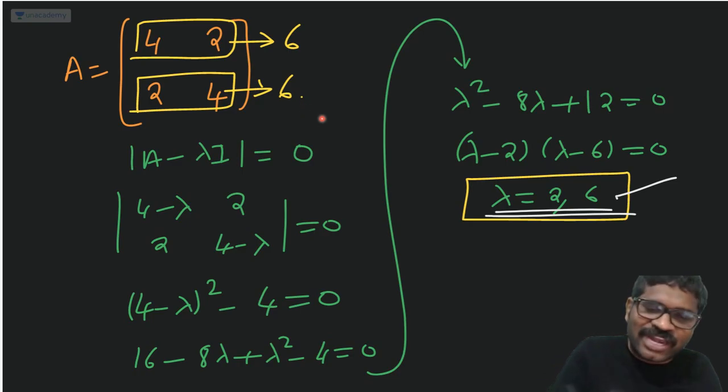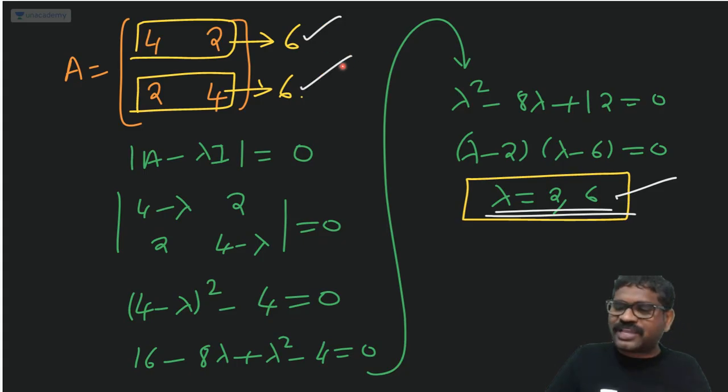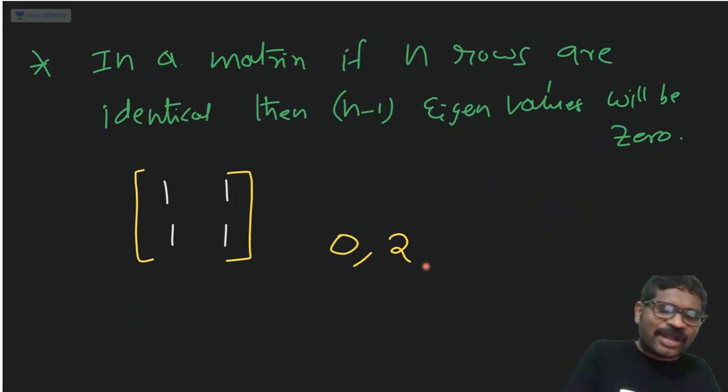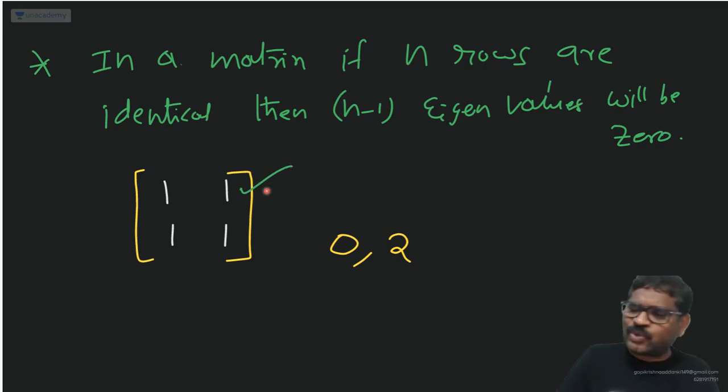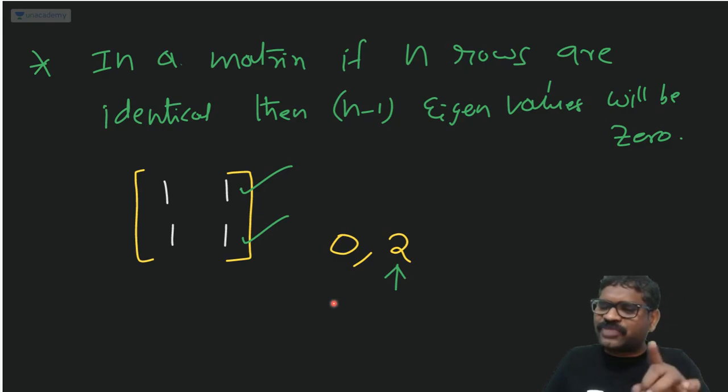Here, sum of all elements of first row is 6. Sum of all elements of second row is 6. Therefore, 6 is compulsorily one of the eigenvalues. That is a trick. Based on the trick, you can identify here. Sum of all elements of first row 2, sum of all elements of second row 2. Therefore, 2 is compulsorily one of the eigenvalues.